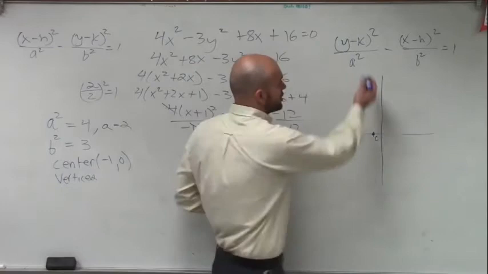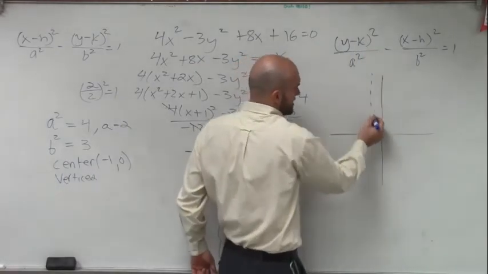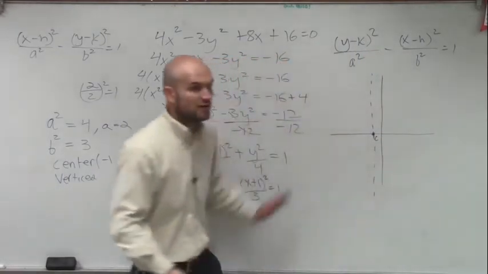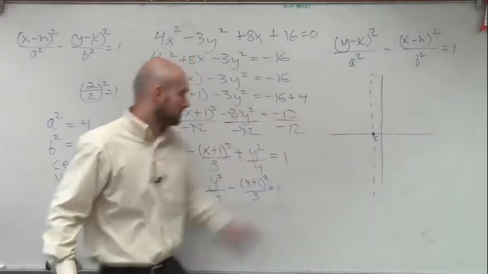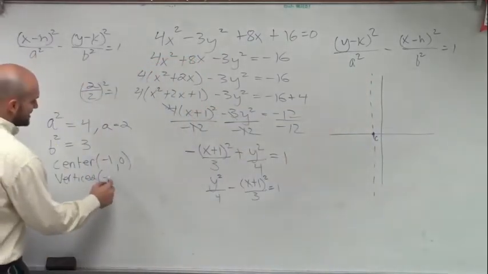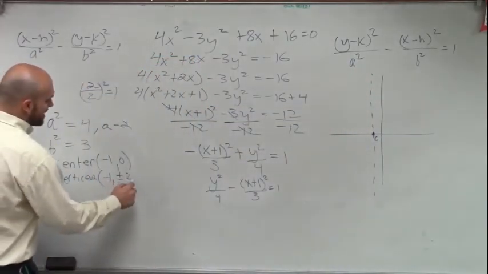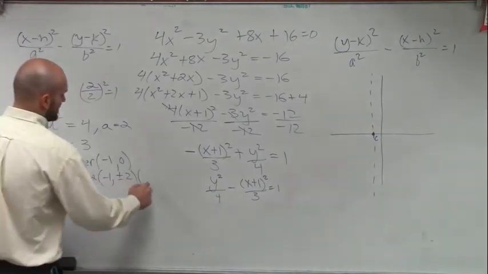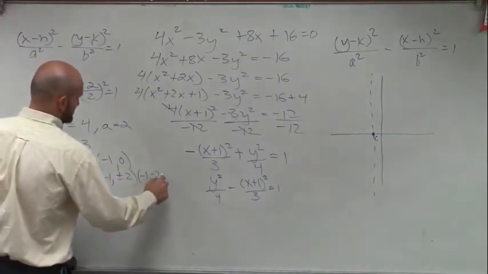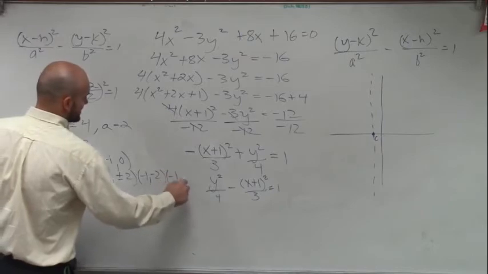Since this has a vertical transverse axis, our vertices are going to be on the transverse axis as well. So our vertices are going to be -1, comma, plus or minus 2, right? Which will be -1, comma, -2, and -1, comma, 2.